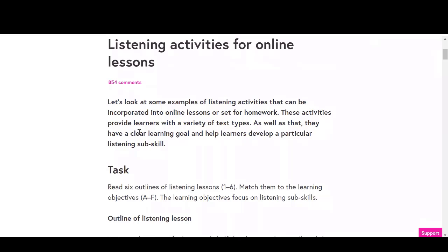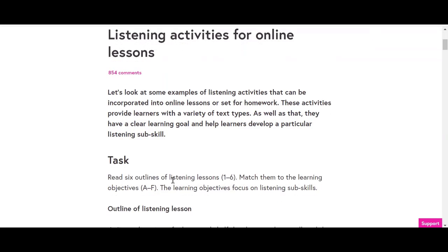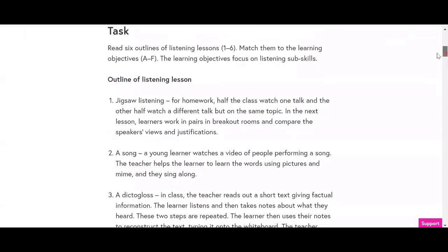These activities provide learners with a variety of task types, as well as a clear learning goal, and help learners develop a particular listening sub-skill. Read 6 outlines of the listening lesson from 1 to 6. Match them to the learning objective from A to F. The learning objectives focus on the listening sub-skill. So we are now doing the quiz as well. So let's do it together.